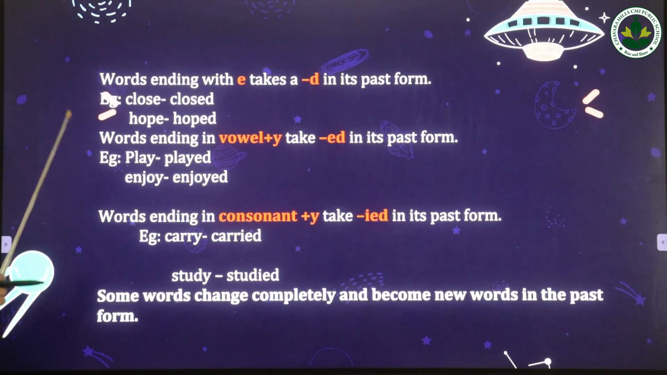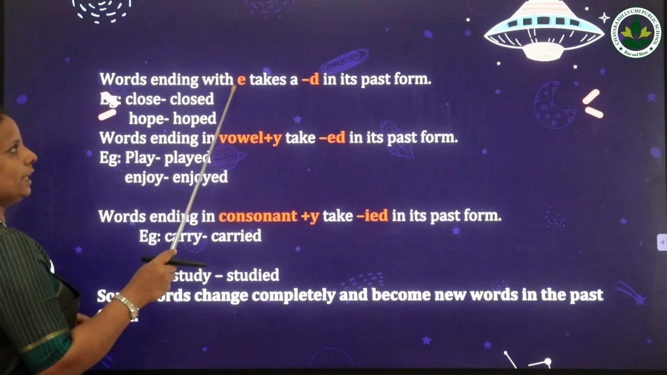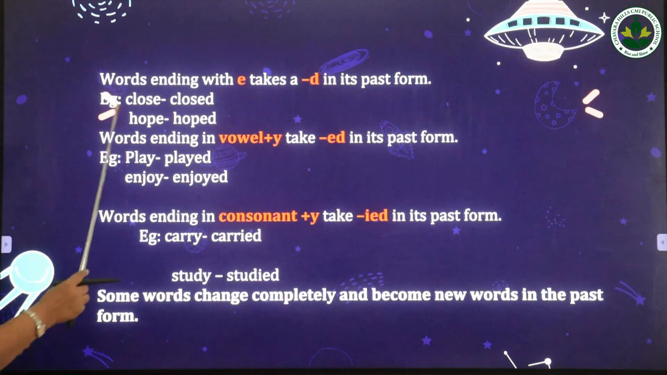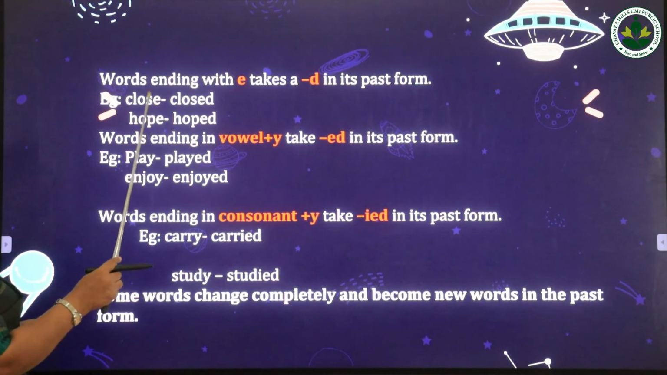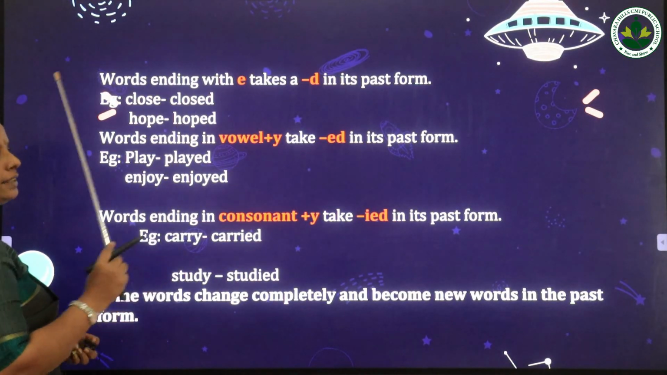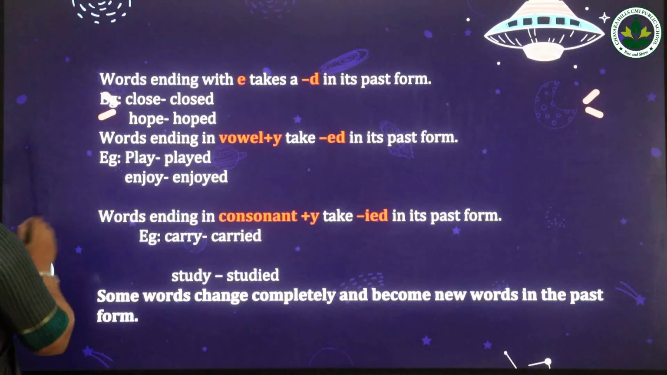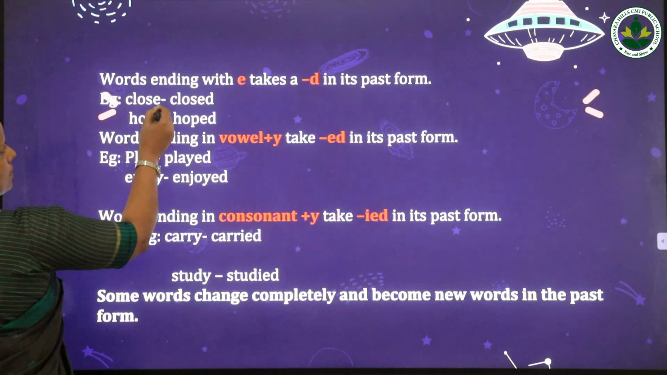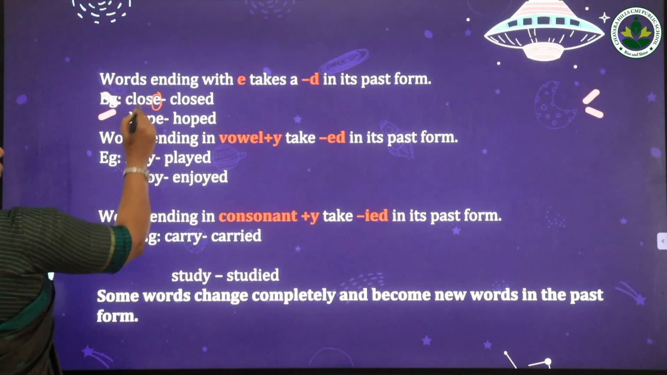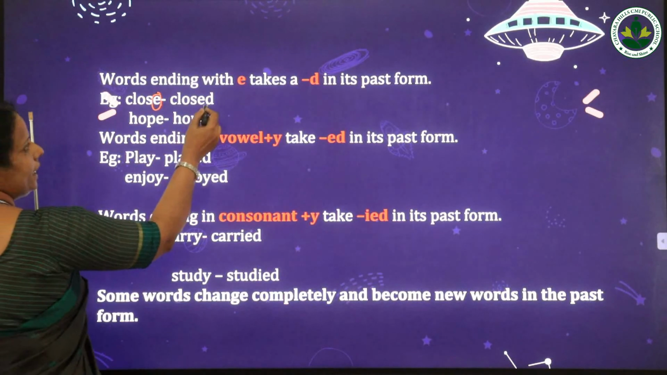For example, here you see words ending with E. If a verb ends with E, it takes a D in its past form. In the present form, the word ends with E, and when you make the past tense of that word, you just add D at the end. Then you will get the past tense of that. Here you see the word close, and it ends with E. So close, and past of close is closed. Okay.